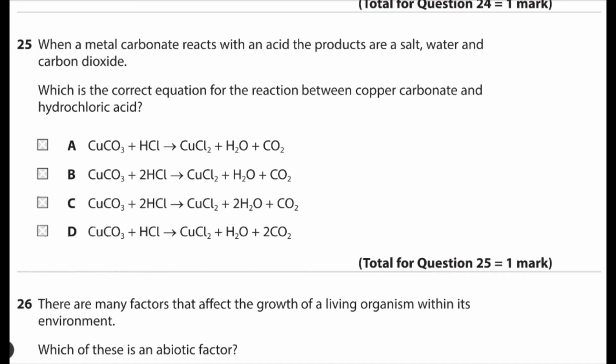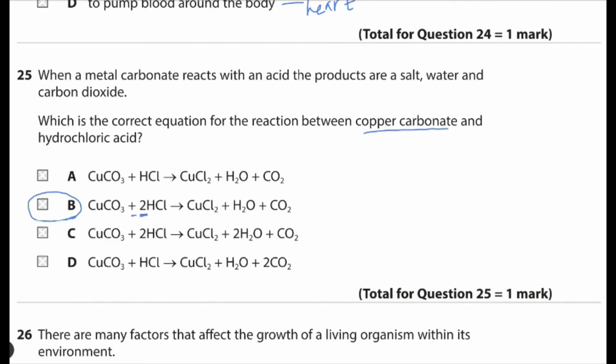Twenty-fifth one, when a metal carbonate reacts with an acid, the products are salt, water and carbon dioxide. Which is the correct equation for the reaction between copper carbonate and hydrochloric acid? Now in this achievement test, we have seen this copper carbonate reaction with hydrochloric acid or any acid given very commonly. So this answer has to be copper carbonate, hydrochloric acid and copper chloride, H2O and CO2, which has to be balanced. And the answer is B over here. You can see there's 2 for hydrochloric acid and that's the only coefficient given here.